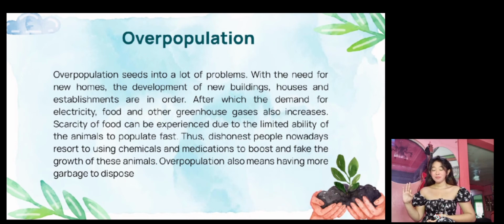Number 3 is overpopulation. Overpopulation leads to a lot of problems. With the need for new homes, the development of new buildings and establishments is in order. After which the demand for electricity, food, and other greenhouse gases also increases. Scarcity of food can be experienced due to the limited ability of animals to populate fast. Thus, dishonest people nowadays resort to using chemicals and medications to boost and fake the growth of these animals. Overpopulation also means having more garbage to dispose of.